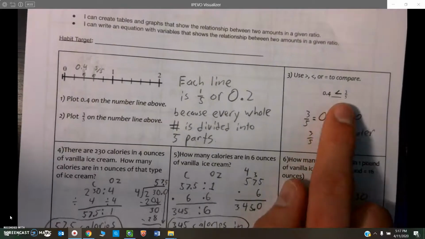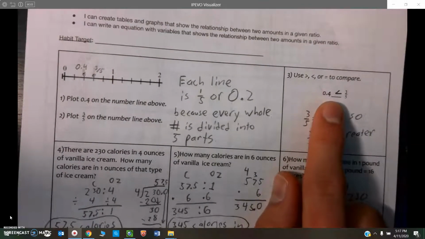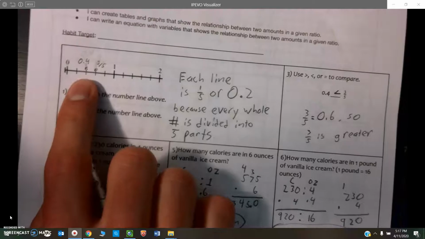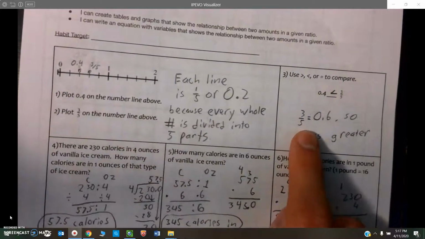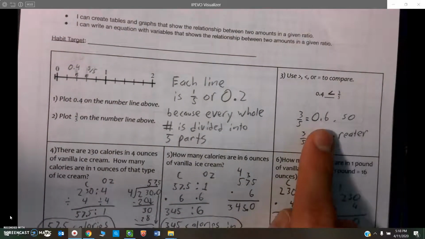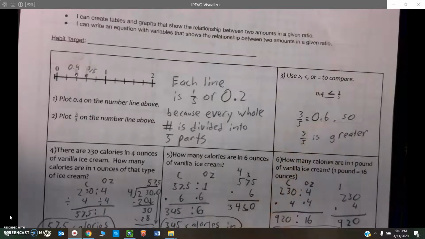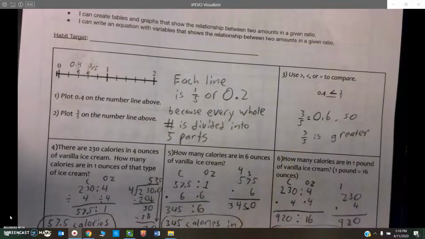Here we can see that 3/5 is greater than 4/10. We could look back at our number line to see why. Also, because 3/5, if we wanted to put that as a decimal, that would be 6/10. So we know that 3/5 is greater.